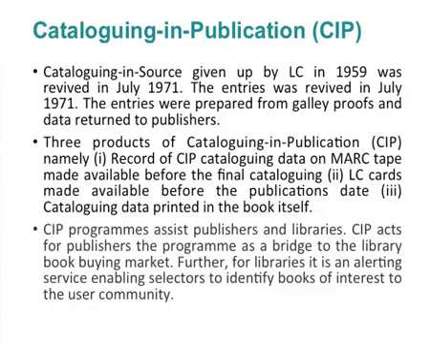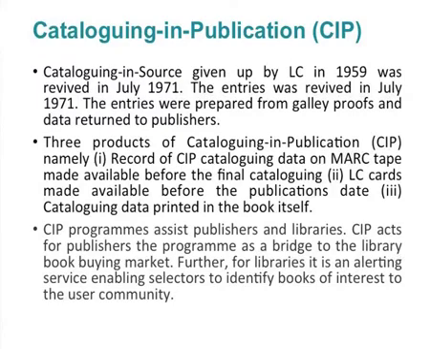Cataloging in source was taken up by the Library of Congress in 1959 and was revised in July 1971. The entries were revived in 1971, and those entries were prepared from the galley proof and data returned to the publishers. There are three products of cataloging in publication. First is the record of cataloging in publication, cataloging data on MARC tape made available before the final cataloging. The second product is the Library of Congress card made available before the publication date, and the third product of cataloging in publication is cataloging data printed in the book itself.